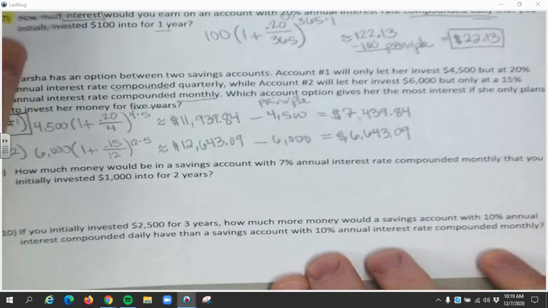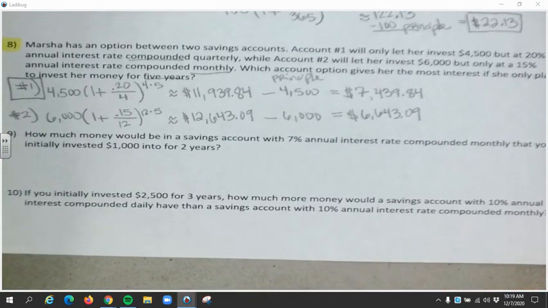Number 8 is just like number 10 when you get down to it. And number 9 is very similar to number 7. I hope that's helpful.